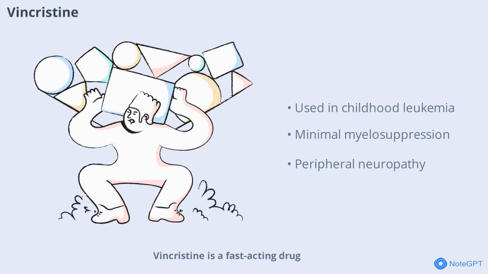Vincristine is a fast-acting drug, best known for inducing remission in childhood acute lymphoblastic leukemia. It's a backbone drug in regimens like R-CHOP and CHOP for lymphoma. What sets vincristine apart is its toxicity profile. Unlike most chemotherapy drugs, it causes very little bone marrow suppression. Instead, its dose-limiting toxicity is peripheral neuropathy, along with alopecia and occasionally SIADH. This unique side effect profile makes it a staple in pediatric oncology.